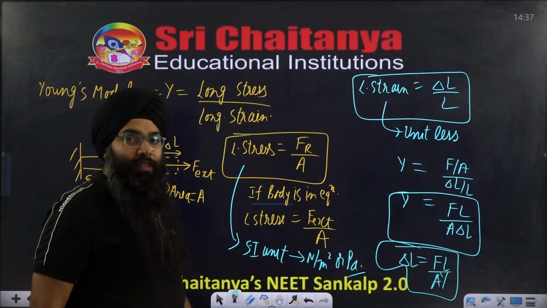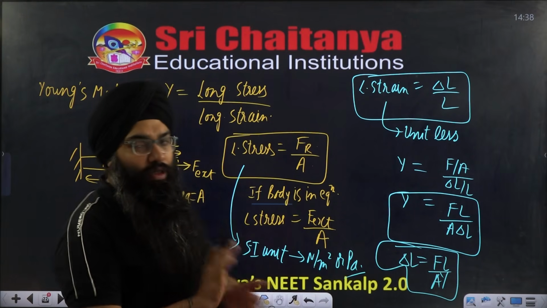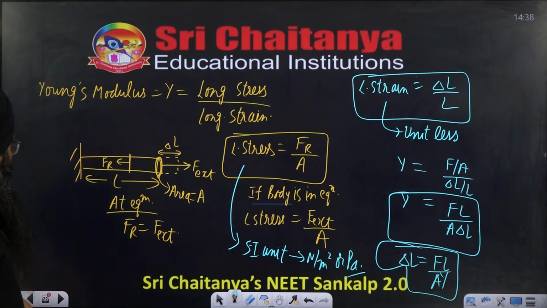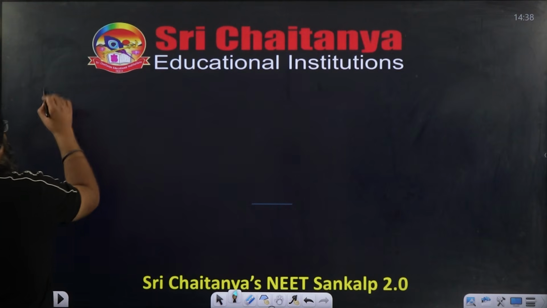It is the ratio of stress and strain. It is a constant for a material. It depends on the material. It also depends on the temperature, but generally it depends on the material of the body. Next concept is bulk modulus.